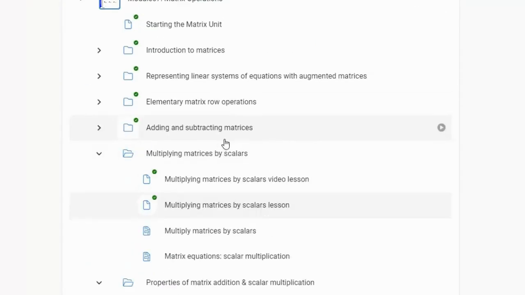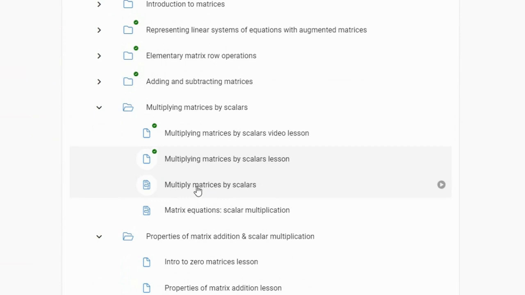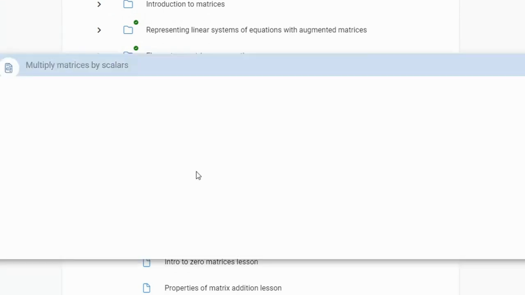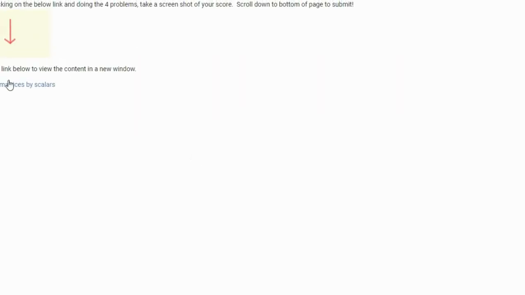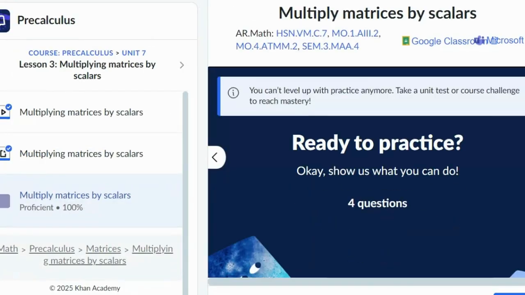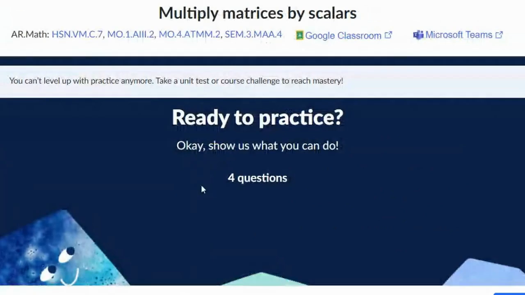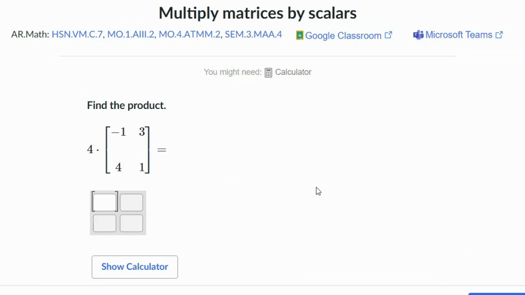So now we have our two assignments: multiply matrices by scalars and matrix equations, scalar multiplication. So let's go to our first assignment. One of those where we've got to copy and paste. So when I go here, I see that I'm still logged in up top, so it's going to keep track of my score for me. Ready to practice. Let's go.